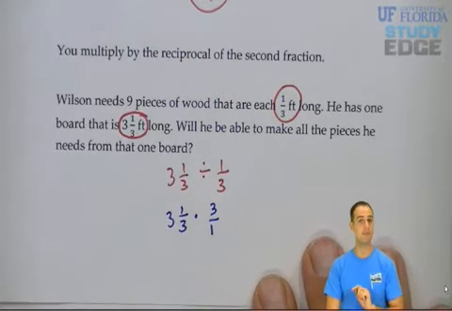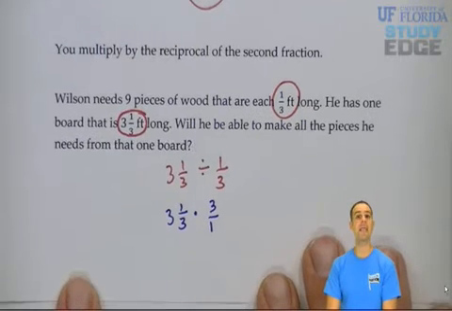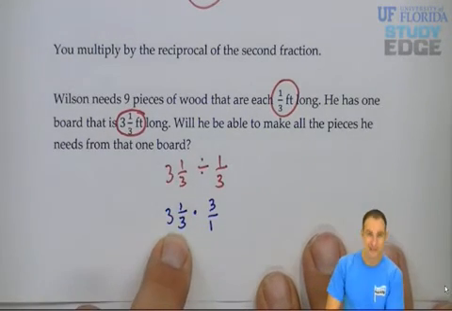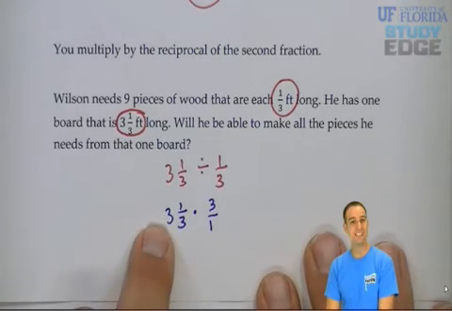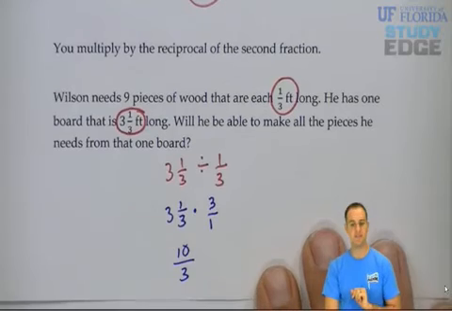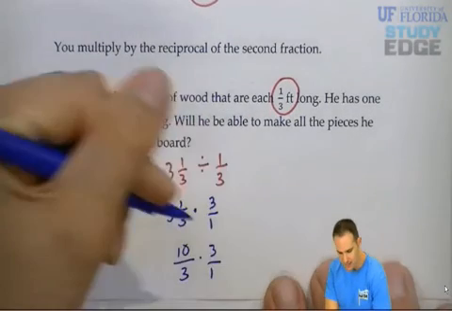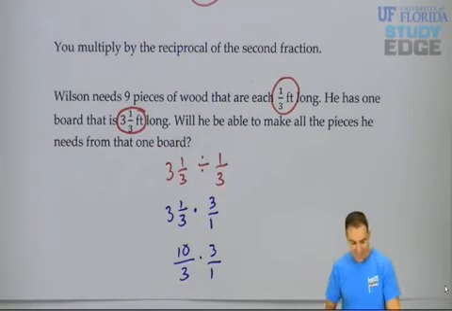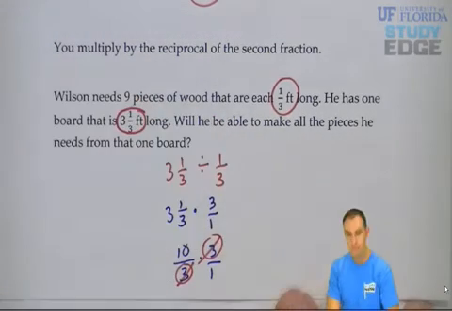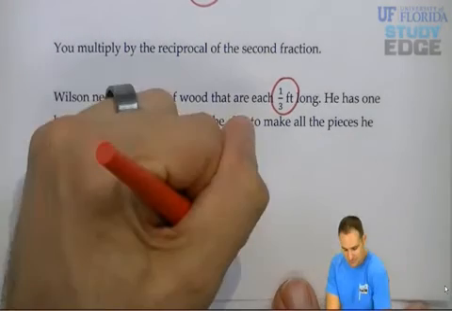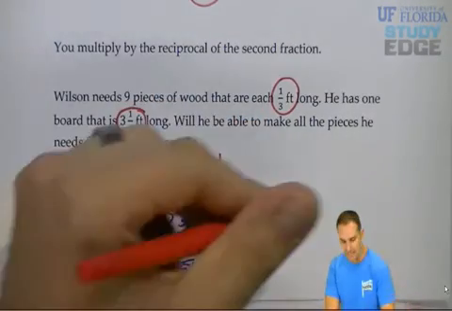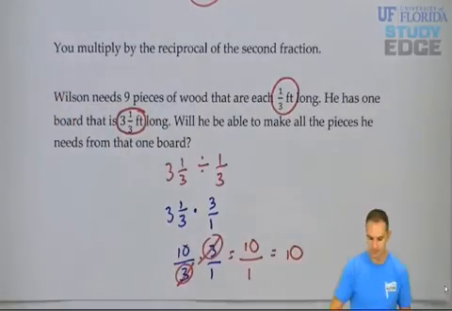But now we have a mixed number. We need to make an improper fraction. Multiply, then add, keep the denominator the same. 3 times 3 is 9. 9 plus 1 is 10. 10 over 3 times 3 over 1. And hey, we already have a common factor here. 3 divided by 3 would simplify. The only number left in the numerator is 10. The only number left in the denominator is 1. And 10 divided by 1 is 10.